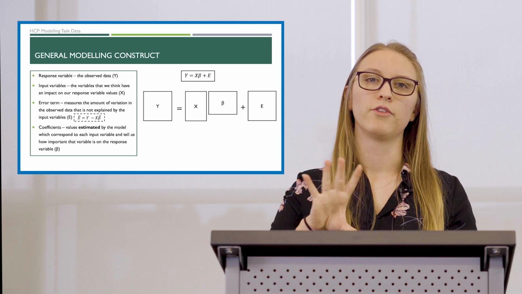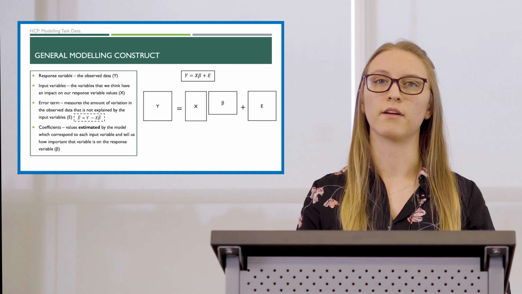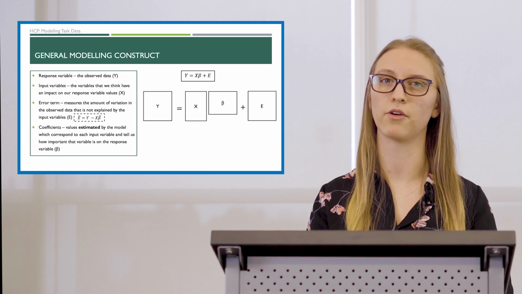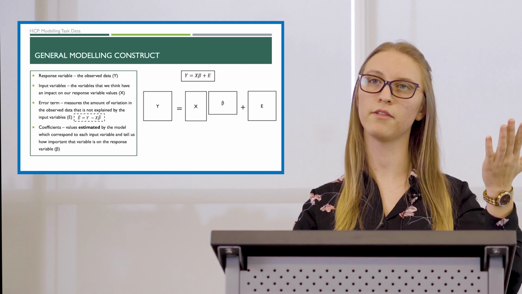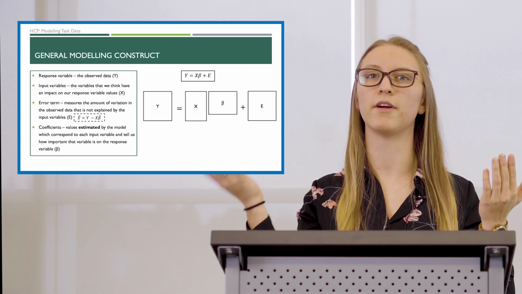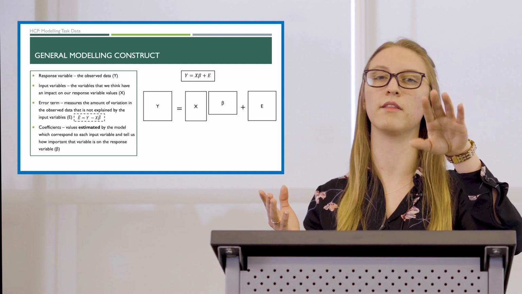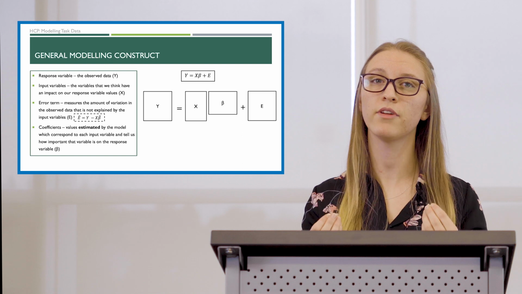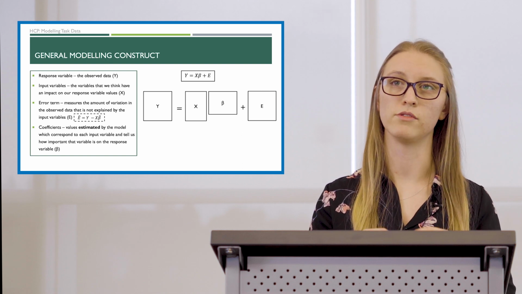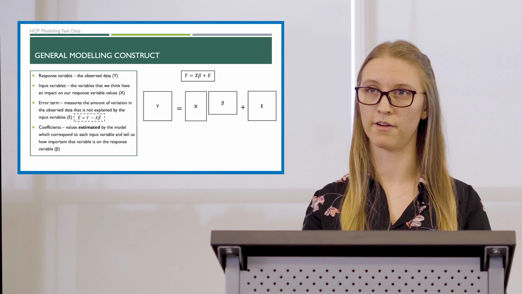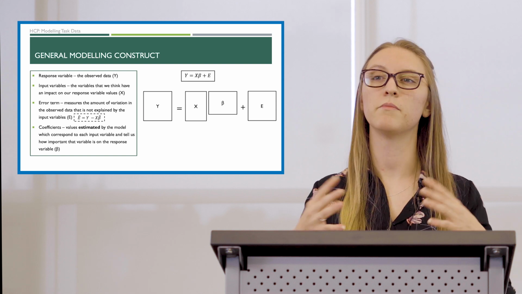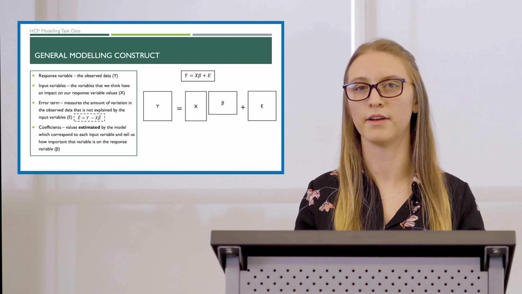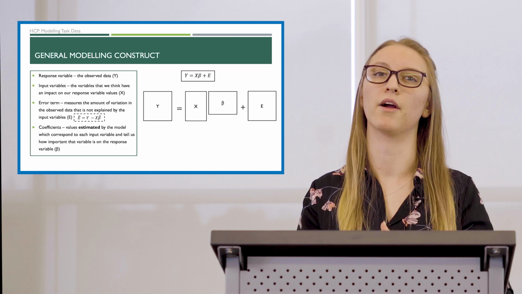Now, the final thing I want to talk about with the general modeling construct is our error term. Again, this is calculated after we've estimated our beta coefficients, and it's found by taking the response variables, subtracting the input variables times their coefficients. So you can see in the dashed box here. And what it does is it tells us the amount of variation in the observed data that was not explained by our input variables, right? So we want to minimize this value. We want to have a very accurate model, one where our data has been explained very well by our input variables.